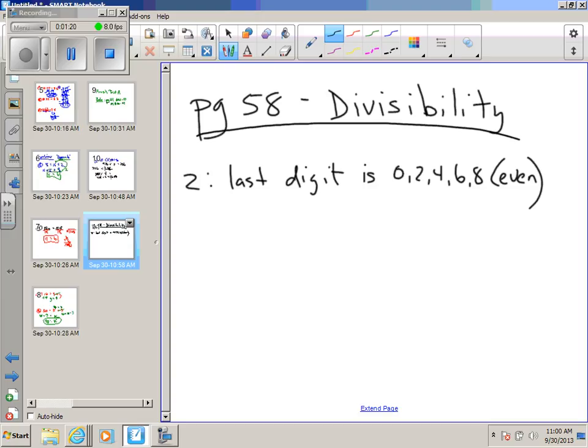An example. Say 34. What is 34 divided by 2? Frank. 17. Okay? Even numbers are divisible by 2, odd numbers not so much, right? Any question on the rule for 2?